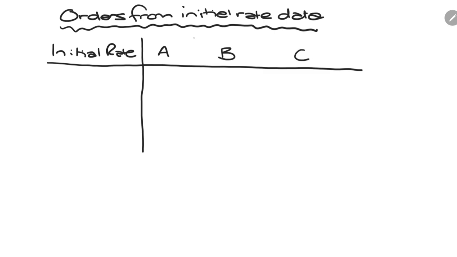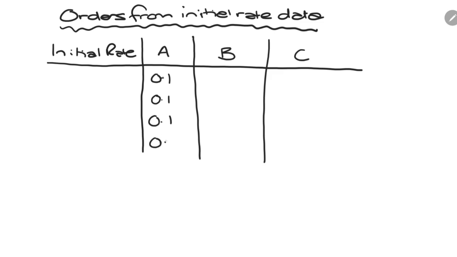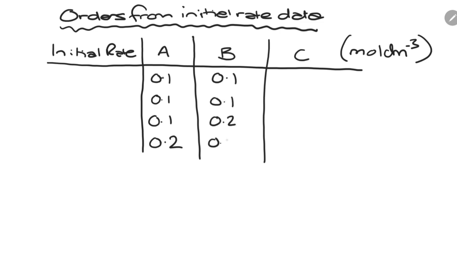We'll do 4 different experiments here. We may have A at 0.1, 0.1, 0.1, and then for the final one we'll change the concentration of A, making it 0.2. We'll assume that all of these are in moles per litre to make that nice and easy. We'll say that B was 0.1 for the first 2, but then we doubled that in both the third and fourth. And for C, we looked at 0.1 first and then went to 0.2 in each of the subsequent 3 experiments.